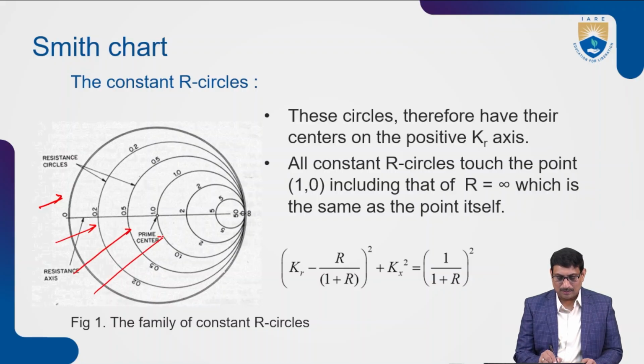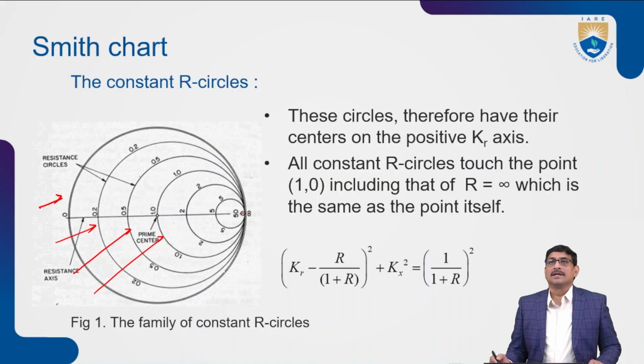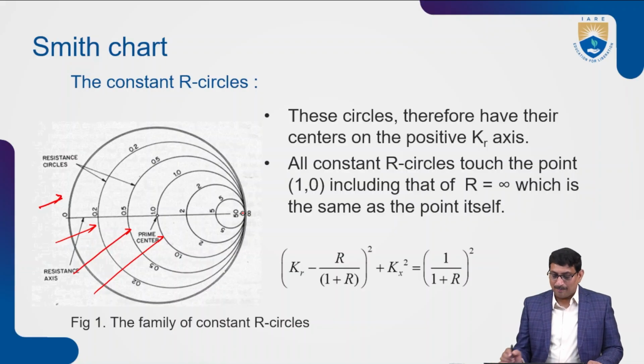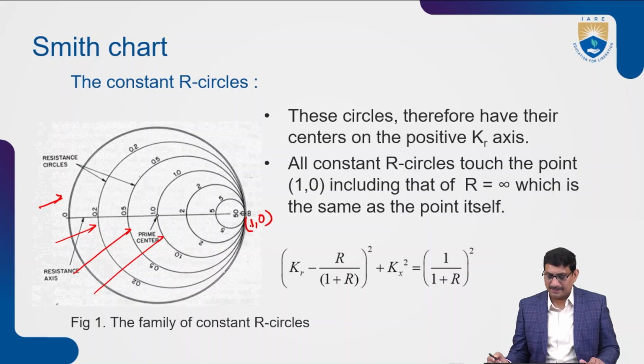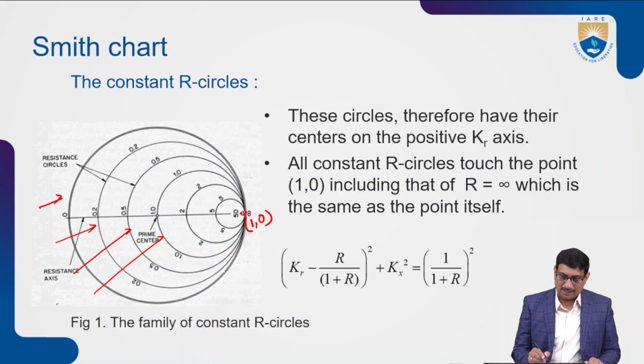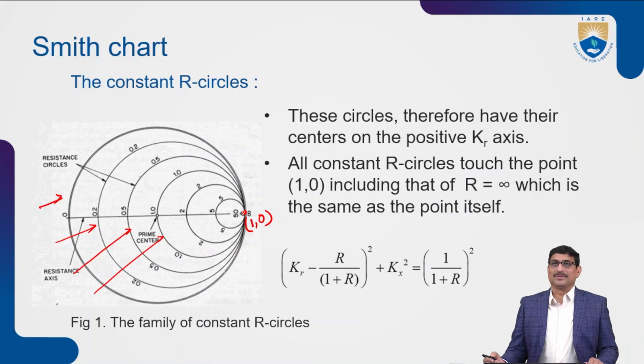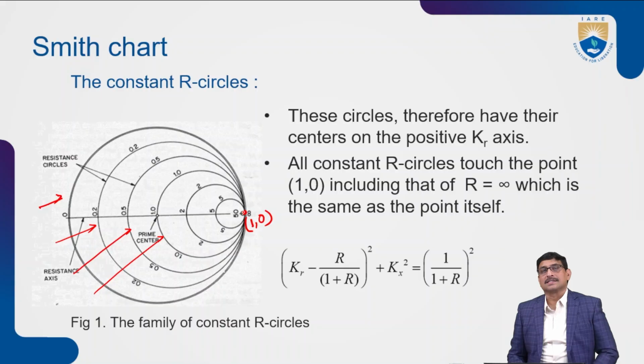Then this is R equal to 1, R equal to 2, 5 and 50 and so on. The R equal to infinity circle is a point itself. Here, if you notice, all these constant R circles are touching a point, 1 comma 0. All the circles are touching it, including the R equal to infinity circle, which also touches the point 1 comma 0.